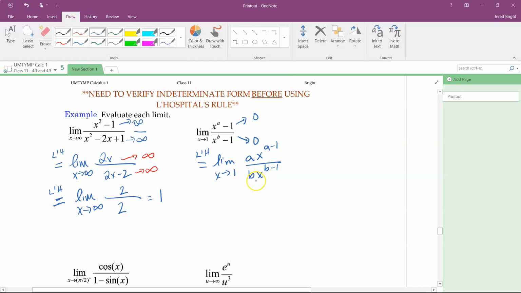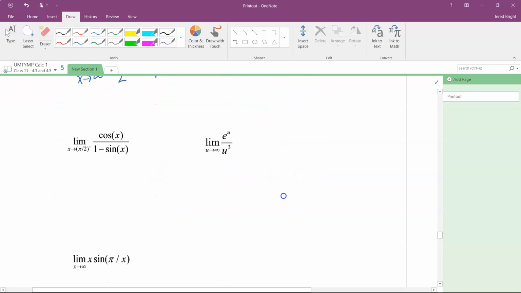And now when I look at the limits of each of these, I can do the limit of the first one and I just get 1, or sorry, a, and then the denominator I would get b. So I can get that. So that's kind of interesting. Okay, here are a few more examples.